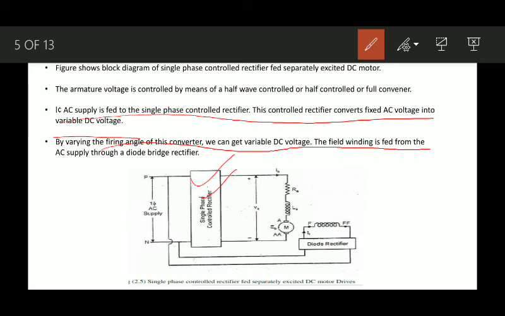The field winding is fed from the AC through the diode bridge rectifier. This is the field winding, this is the diode bridge rectifier circuit. This field winding is energized by this voltage.